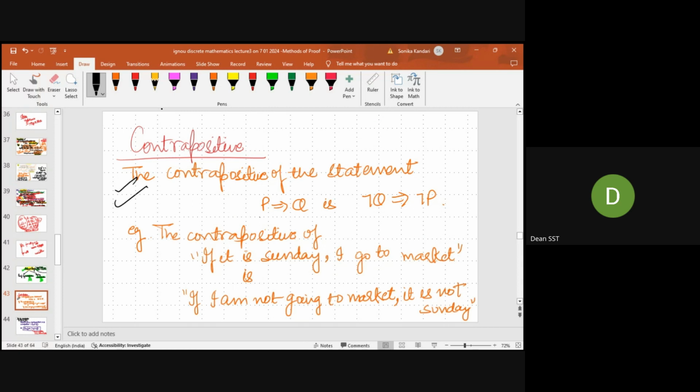Contrapositive. Suppose we are having a statement of the form P implies Q. What is its contrapositive? Just reverse. Bring Q to the left hand side and P to the right hand side and negate them. Q has come to the left hand side with negation, and P has gone to the right hand side with negation. So the contrapositive of the statement P implies Q is not Q implies not P. Now you know contrapositive?